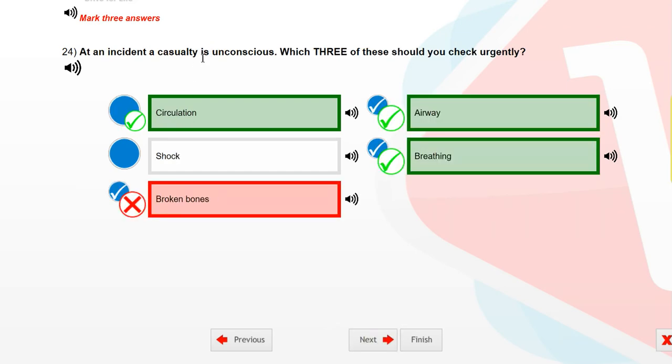At an incident, a casualty is unconscious. Which three of these should you check urgently? Circulation. Airway. Breathing.